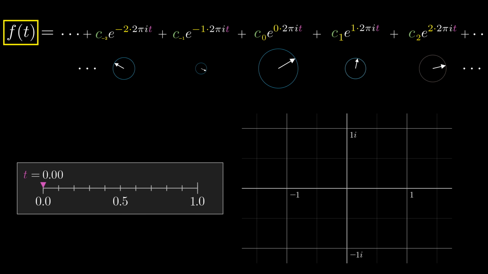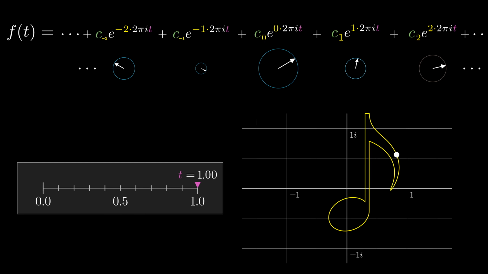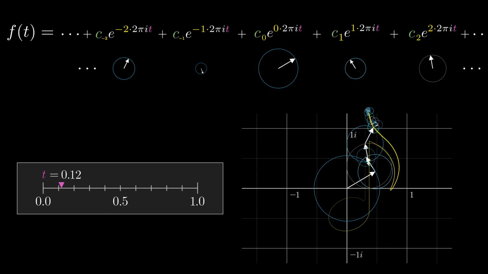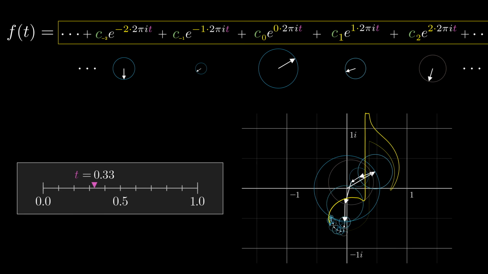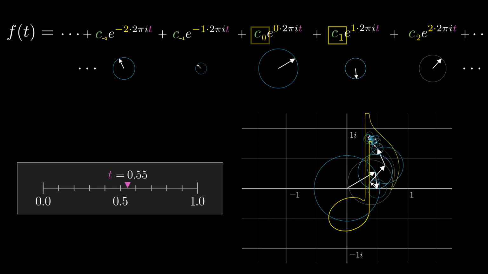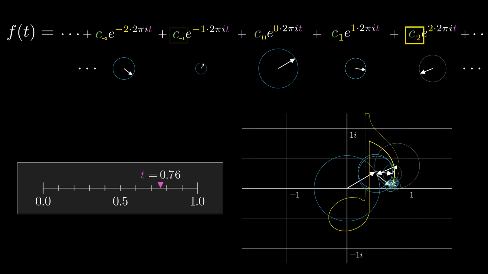Our goal is to express any arbitrary function f of t, say this one that draws an eighth note as t goes from 0 to 1, as a sum of terms like this. So we need some way of picking out these constants one by one, given the data of the function itself.